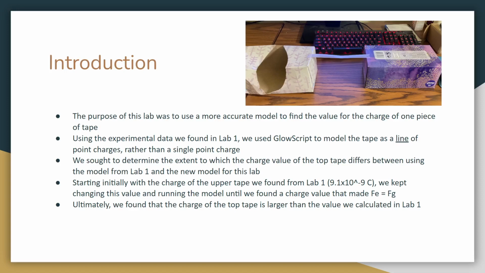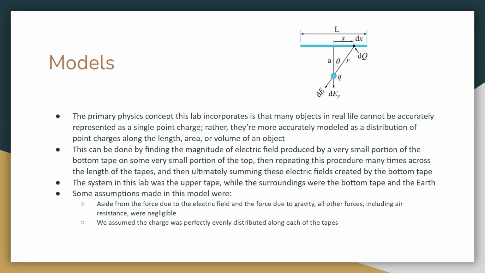We sought to determine the extent to which the charge value of the top tape differs between using the two models. And starting initially with the charge of the upper tape we found from Lab 1, we kept changing this Q value and running the model until we found a charge value that made Fe equals Fg. Ultimately, we found that the charge of the top tape is larger than the value we calculated in Lab 1.